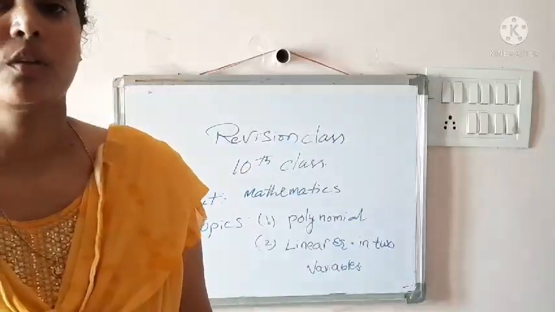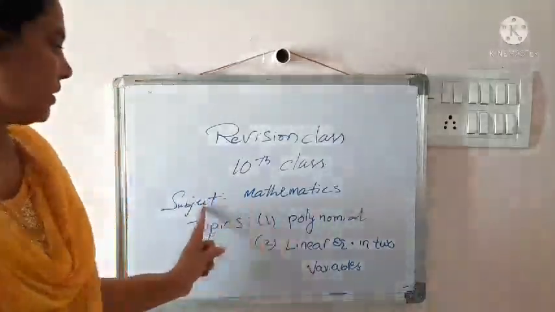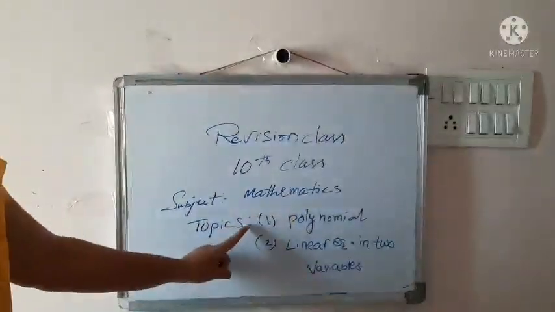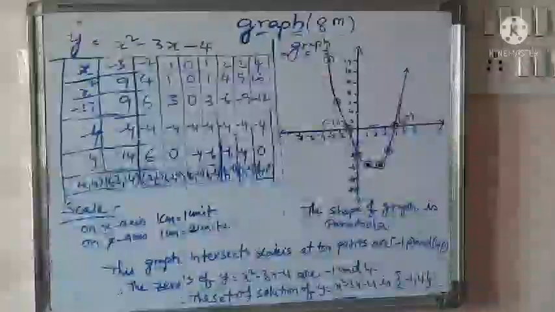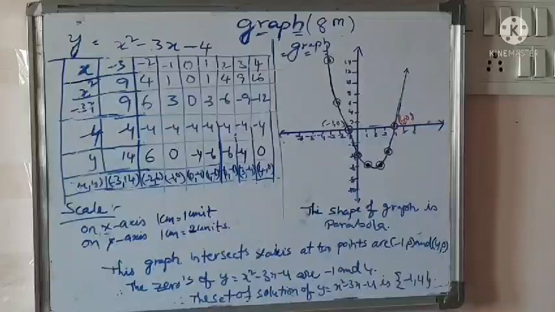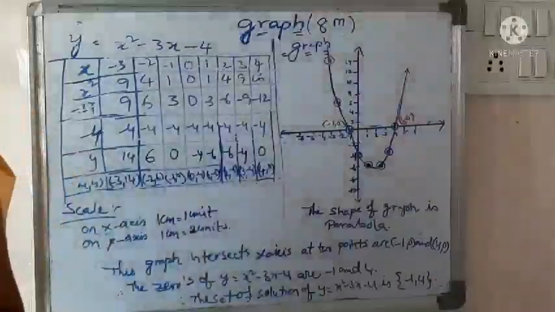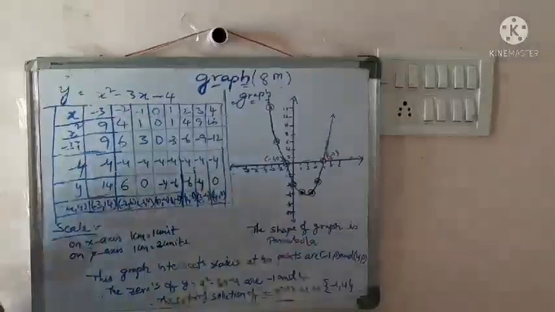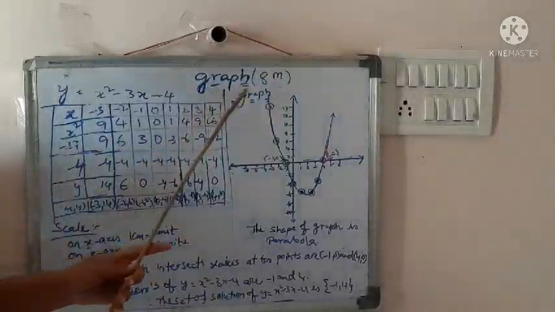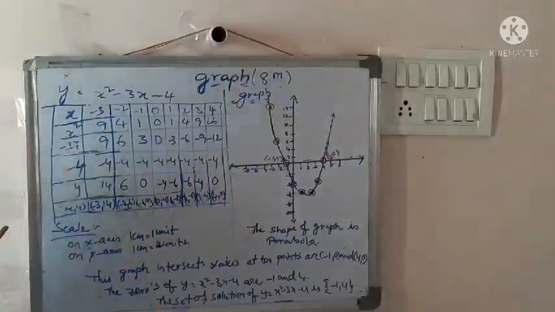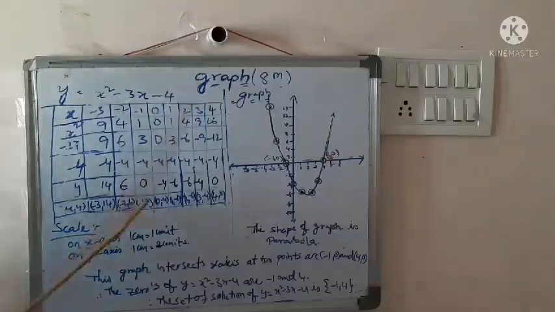Today we are going to discuss division class for 10th class. The subject is mathematics, and the topics are polynomials and linear equations in two variables. Now I am going to explain the topic, graph from the polynomial chapter. The graph carries 8 marks in the examination, so again I will explain this graph.